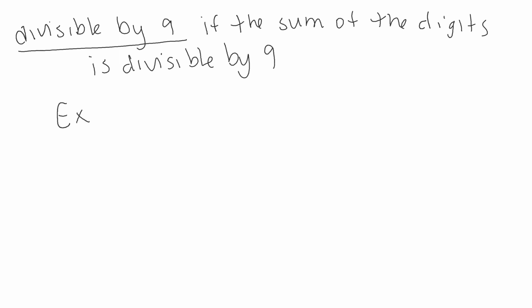So let's look at 684. We want to know, is 684 divisible by 9? So what we do is we take all of the digits and we add them to each other. So 6 plus 8 plus 4. Well, 6 plus 8 is 14. 14 plus 4 is 18. And it just so happens 18 is absolutely divisible by 9. Therefore, this is divisible by 9.